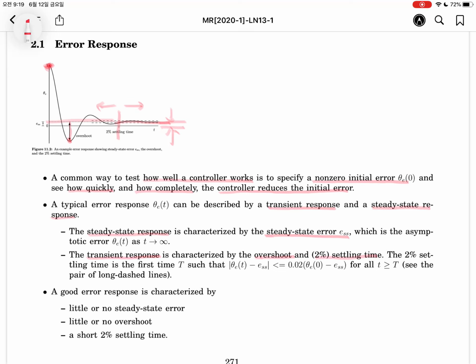Using the first order dynamics, the first time the error satisfies this inequality is called the 2% settling time. A good error response is characterized by no steady state error, no overshoot, and a very short, very fast response time. The 2% settling time should be short.